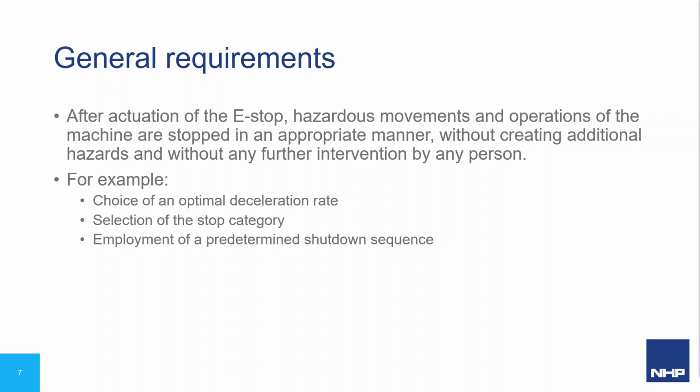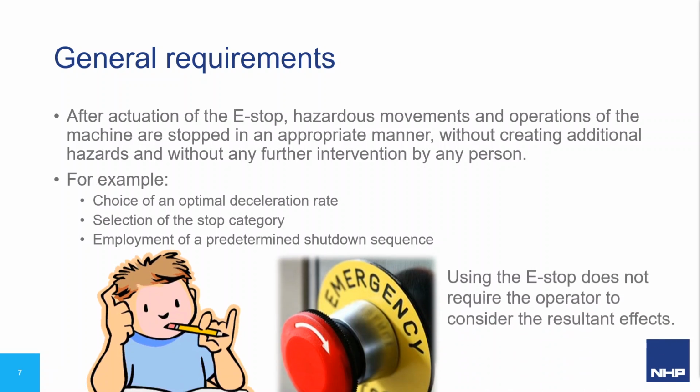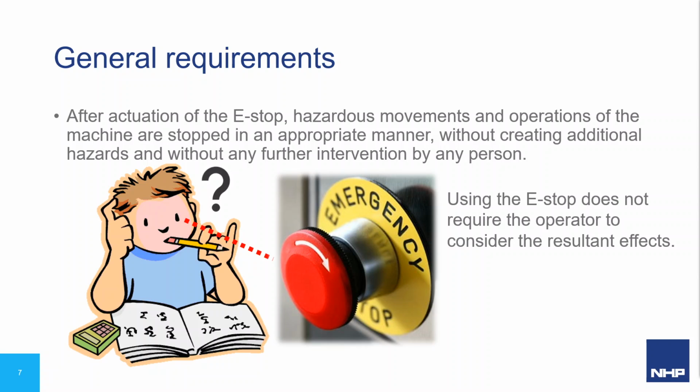Determining the stopping profile of the machine: can it coast to a stop, or does it need to be controlled with a specific deceleration rate? Is braking required? Do other actions need to be taken in a specific sequence to safely shut down the machine? This all needs to be considered and implemented when designing the emergency stop function. Using the e-stop does not require the operator to consider the resultant effects. A person's reaction to an emergency should be to hit that e-stop operator immediately. The safety control system should take care of the rest.